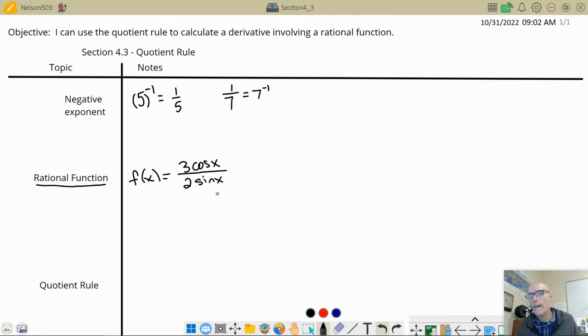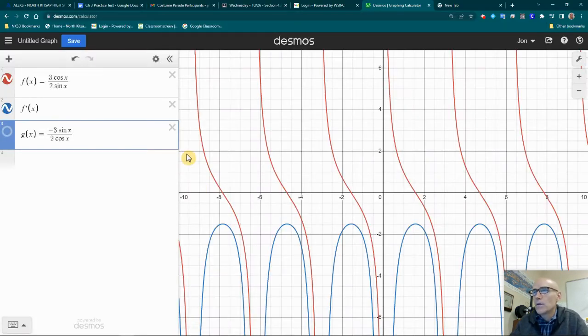When you see this and you're trying to take the derivative, I mean, that's our goal. Our goal is to get f prime of x, right? Well, it's a quotient, and so what section 1 wanted us to do is investigate a little bit. So here I am. I've got 3 cosine x over 2 sine x. I have the numerical derivative calculated. Here it is in blue. See, the blue is the numerical derivative.